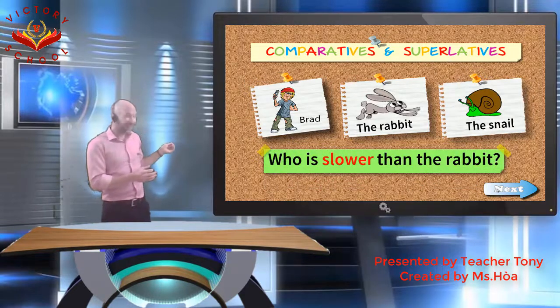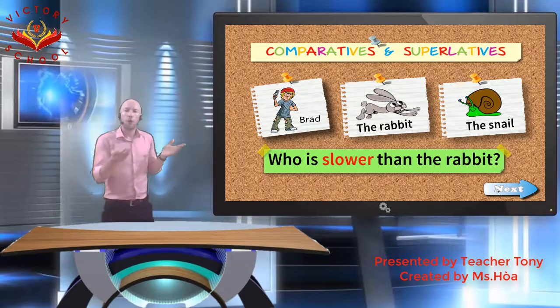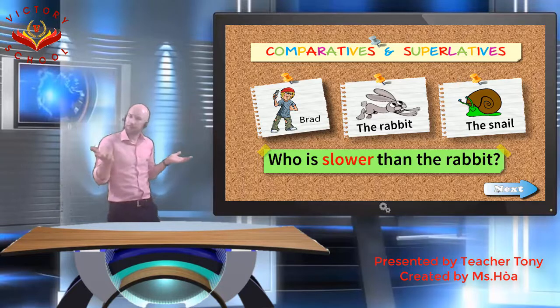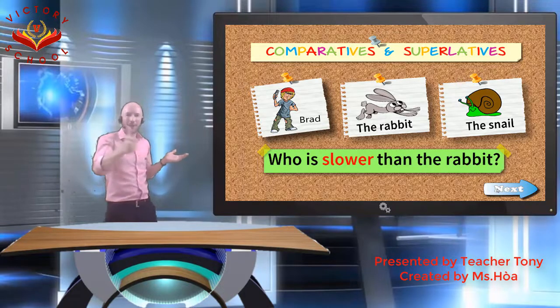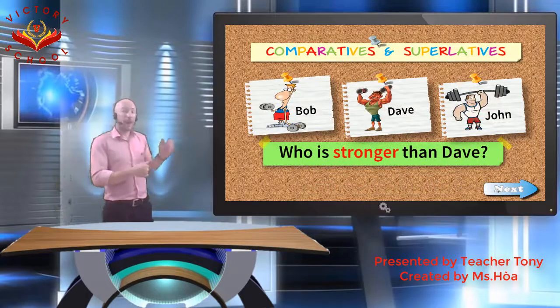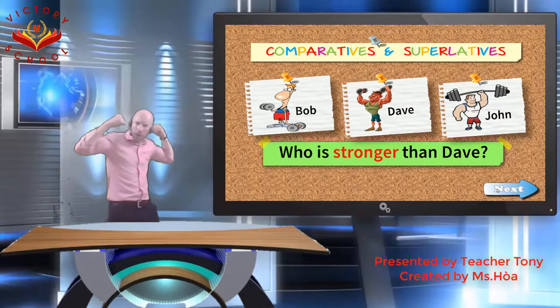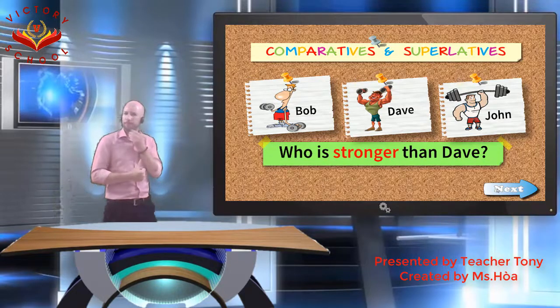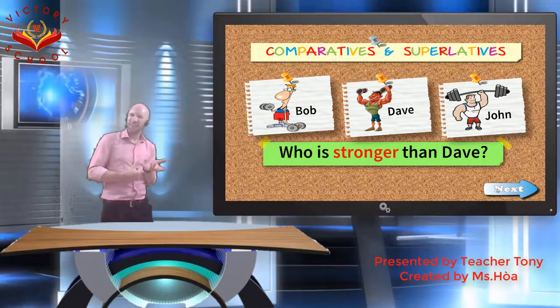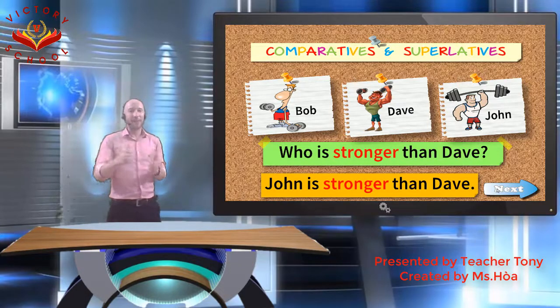So now we have Brad still. We have the rabbit and the snail. Who is slower than the rabbit? Well done. The snail is slower than the rabbit. Very good. Next one. We have Bob, Dave, and John. Who is stronger than Dave? Bob? No, I don't think so. Good. John is stronger than Dave. Very good. Next one.